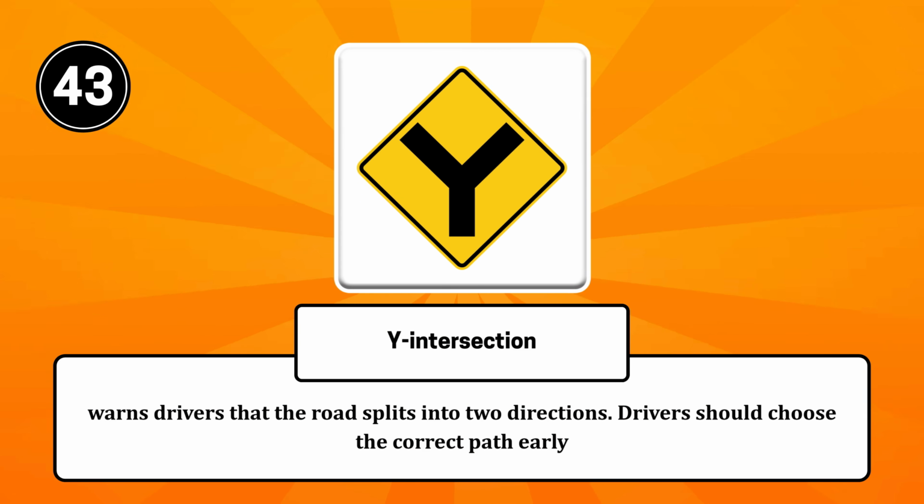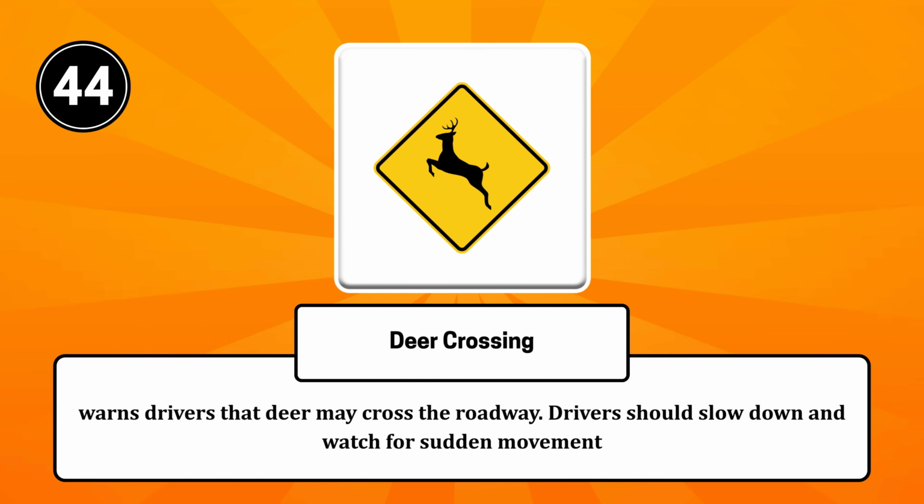The Y intersection sign warns drivers that the road splits into two directions. Drivers should choose the correct path early. The deer crossing sign warns drivers that deer may cross the roadway. Drivers should slow down and watch for sudden movement.